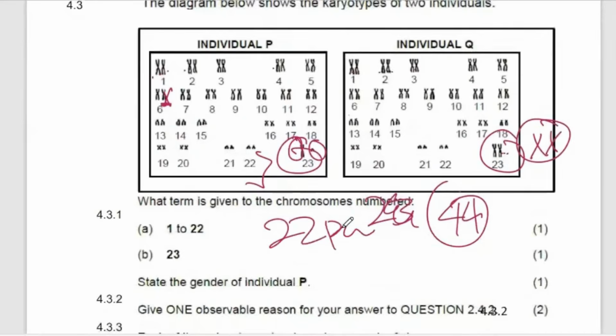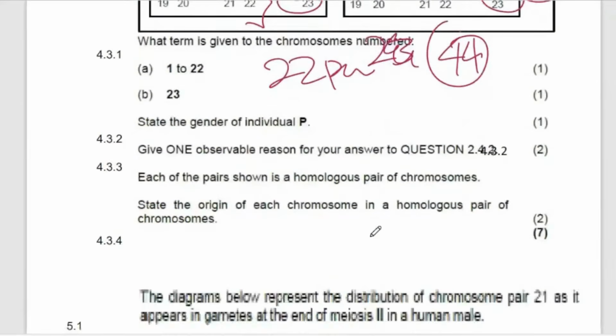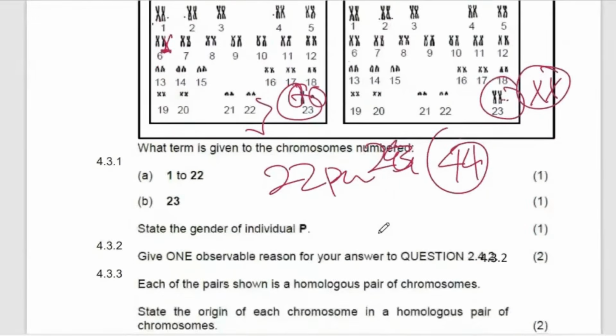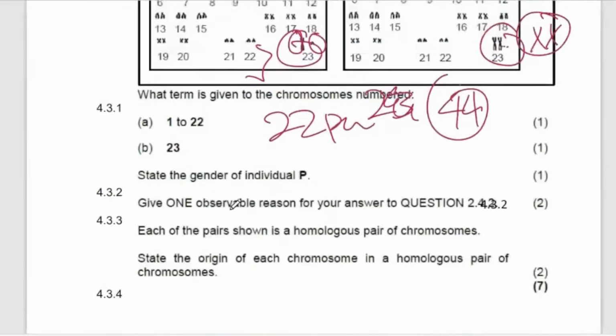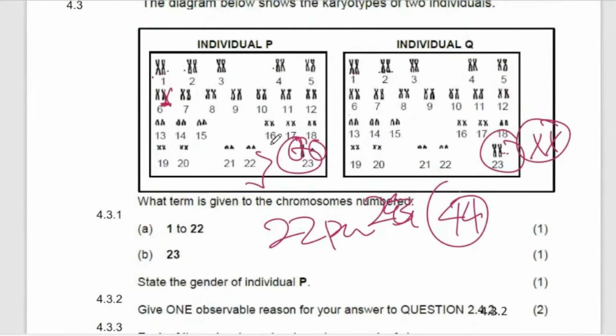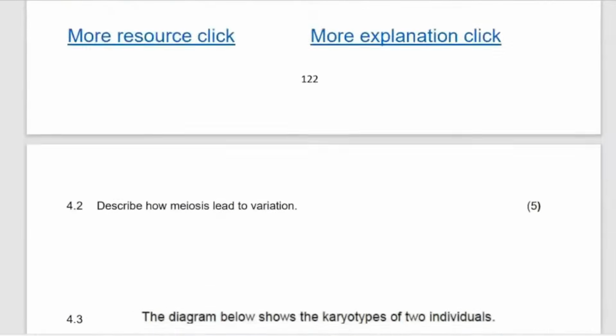So guys, make sure that you concentrate on those karyotypes. Make sure that you know how to identify them. Give a reason. Give one observable reason why you state the gender of P. P, where is P? This one. We say that this P is a male. Why? Because in pair number 23, it has 2 different chromosomes. One is X, one is Y, or one is big, one is small, meaning that one is X, one is Y.